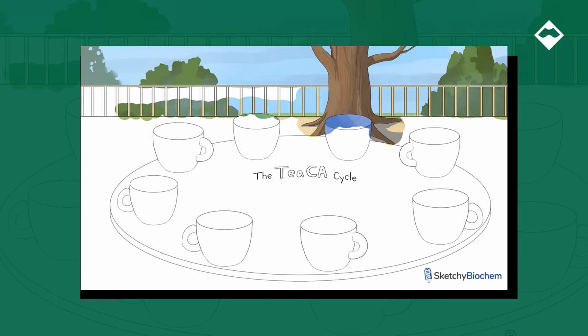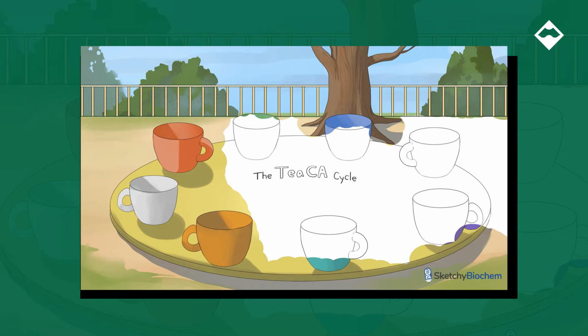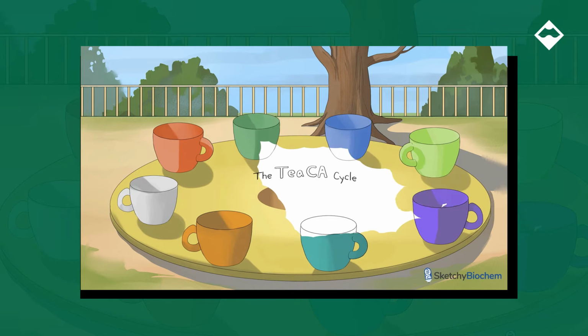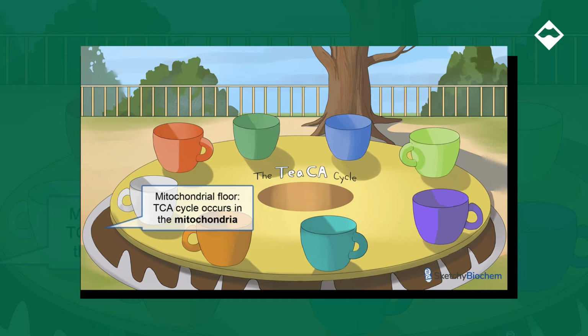In this sketch, we'll talk about the TCA cycle. The TCA, or Krebs cycle, is a series of chemical reactions that are necessary for aerobic metabolism and ATP synthesis. The TCA cycle takes place in the mitochondria, and that's why this ride sits on a mitochondria-looking platform.